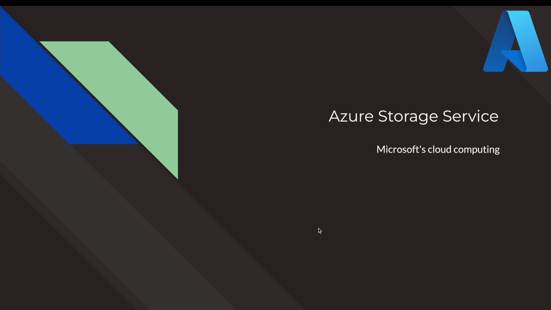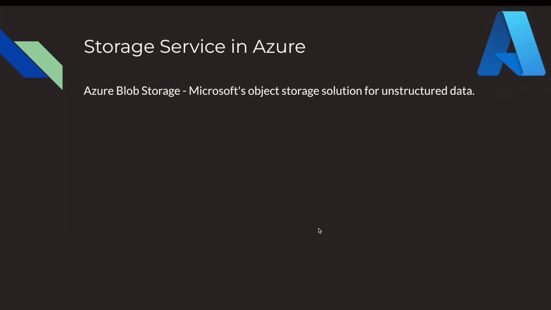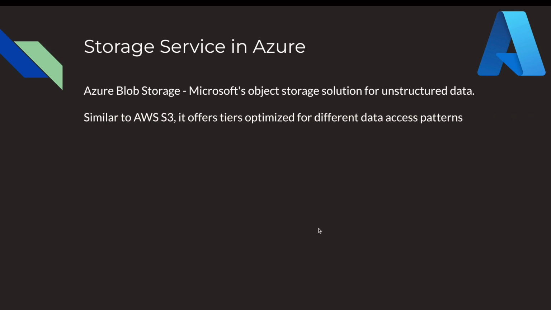Hi, in this lecture we will discuss Azure Storage Service. Azure Blob Storage is one of the services we use to store unstructured data in the form of Microsoft Object Storage. This is similar to S3, Simple Storage Service, which is provided by AWS.